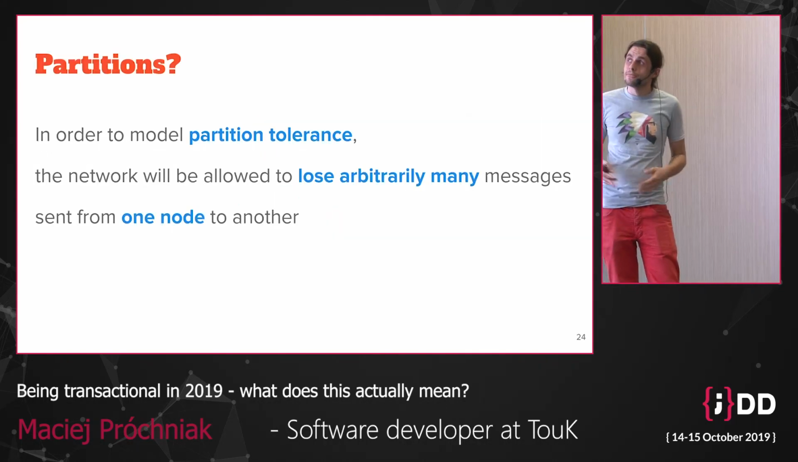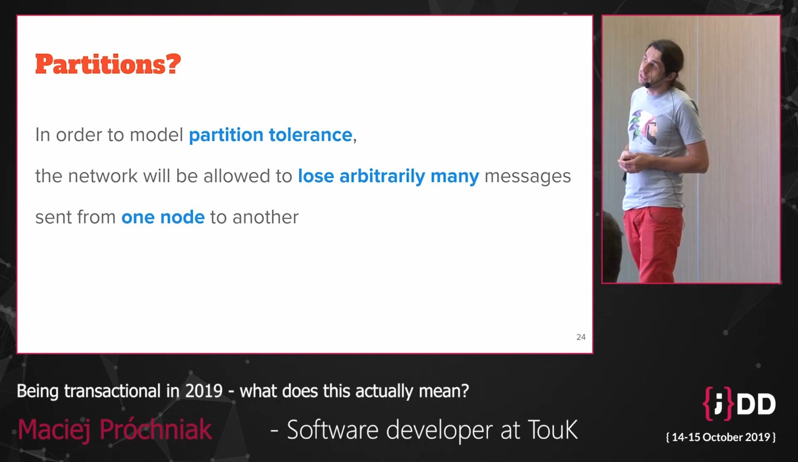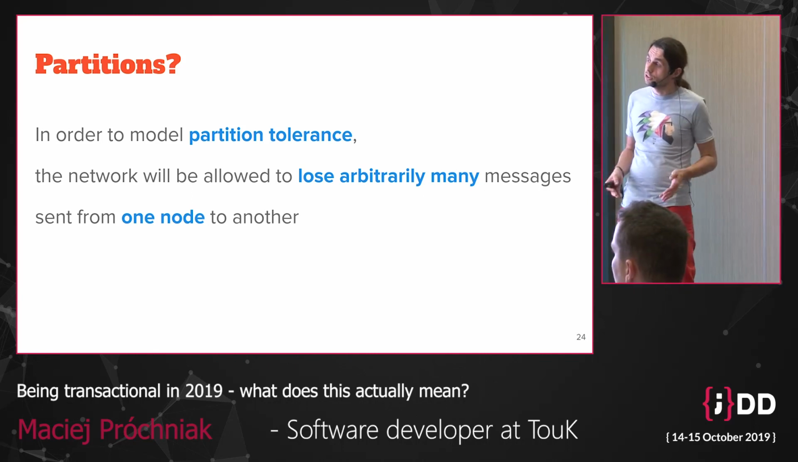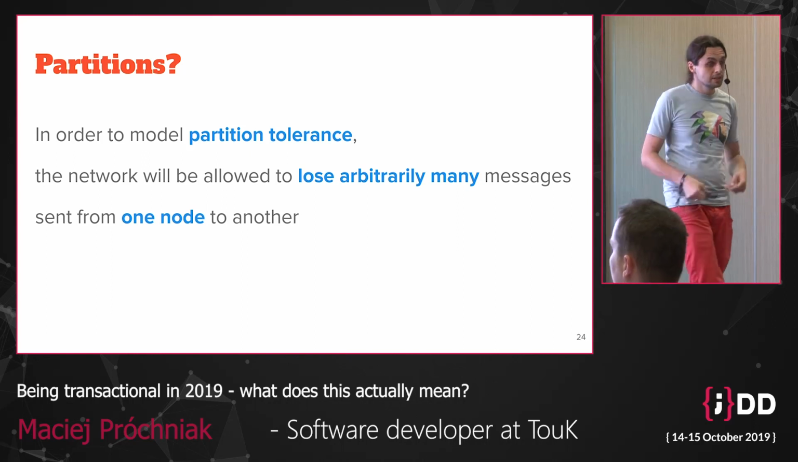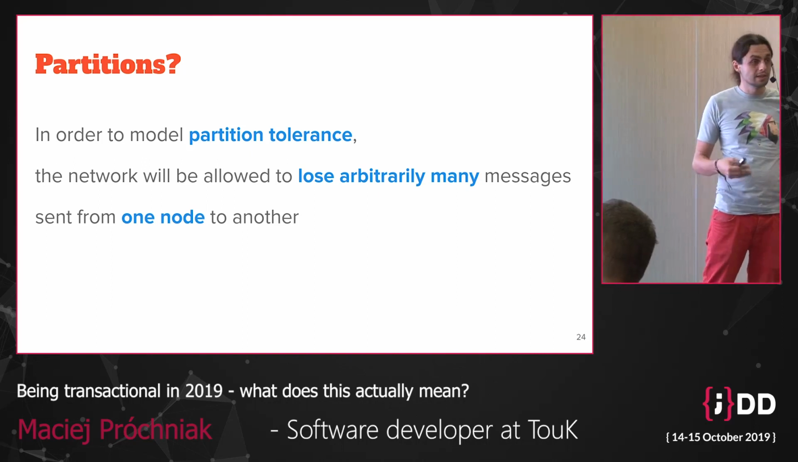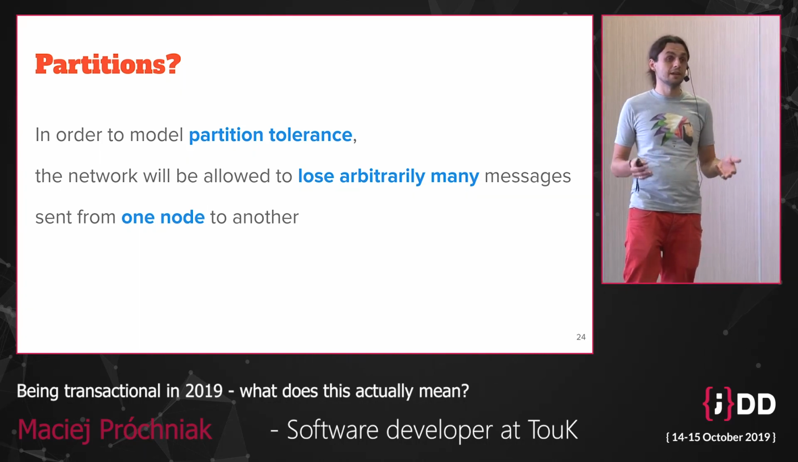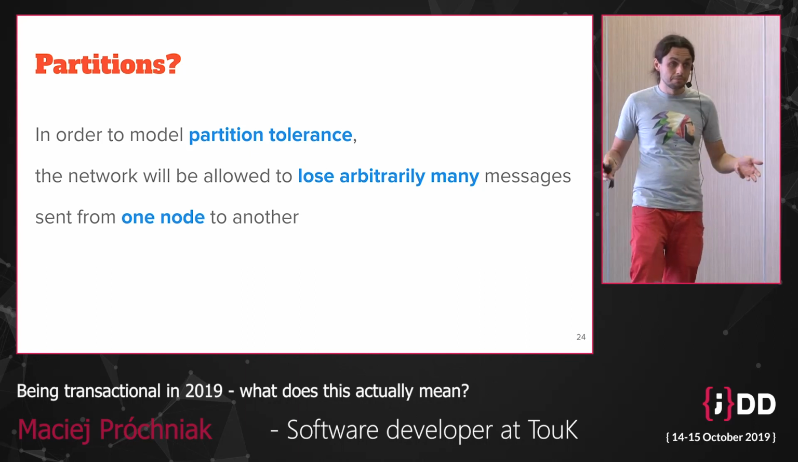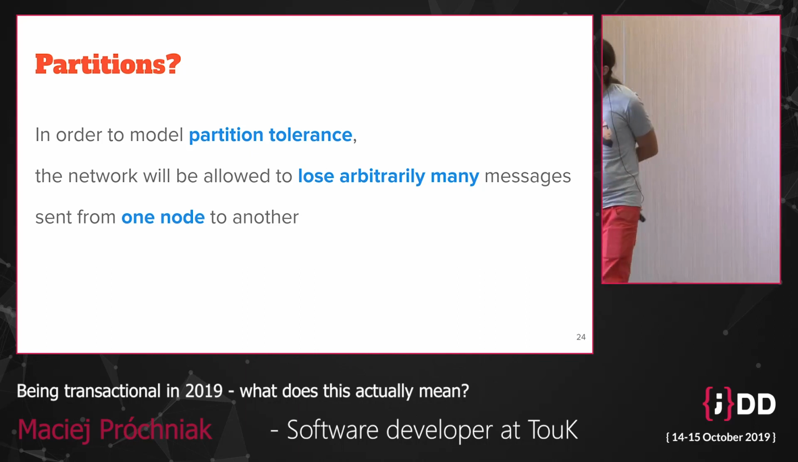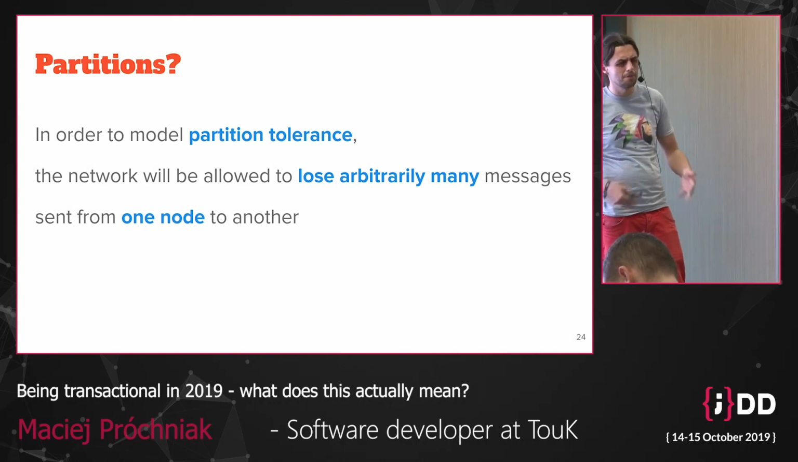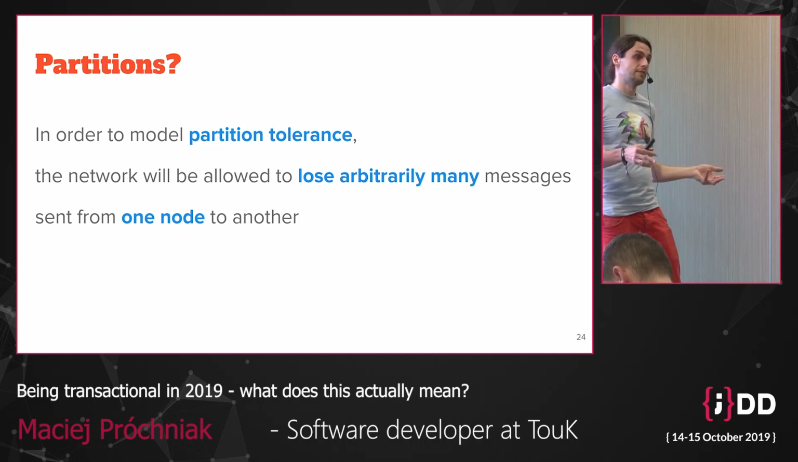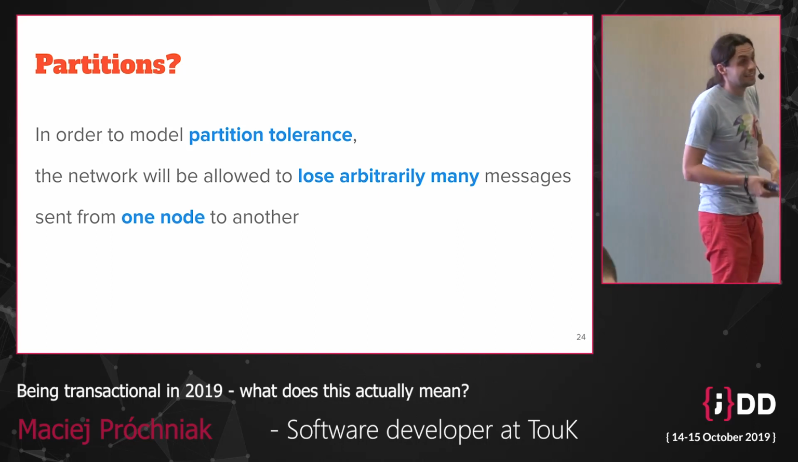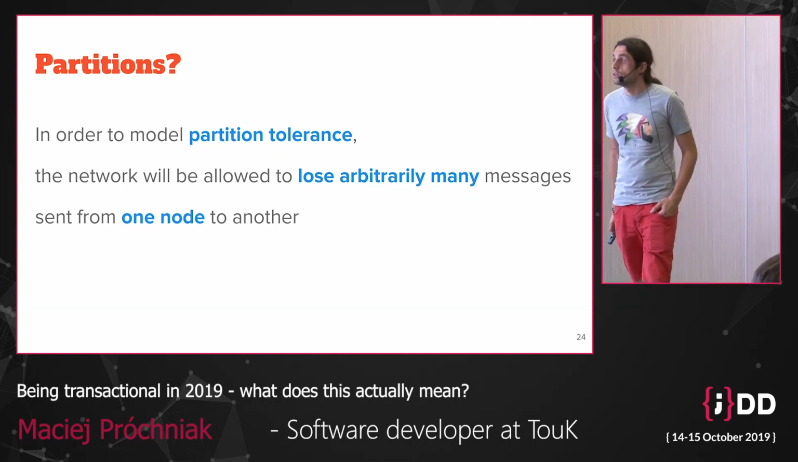So when it comes to partitions, he says that to model partition tolerance, the network will be allowed to lose arbitrarily many messages from one node to another. So this is quite a strong assumption. Of course, we don't assume Byzantine failures, so we don't assume hackers, just some random network failures. And people soon realized that, in fact, this theorem meant that partitions will occur. So we can choose either consistency or availability, right? And not consistency and availability and not having partition tolerance.